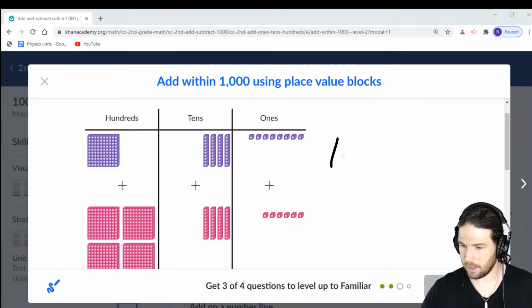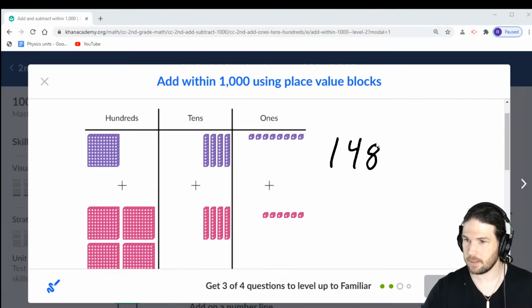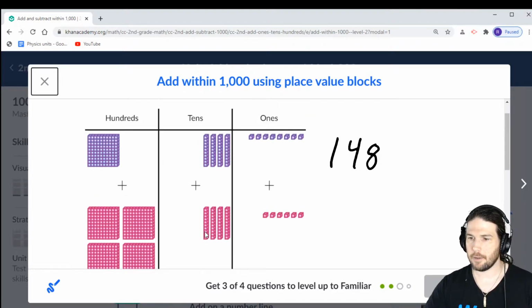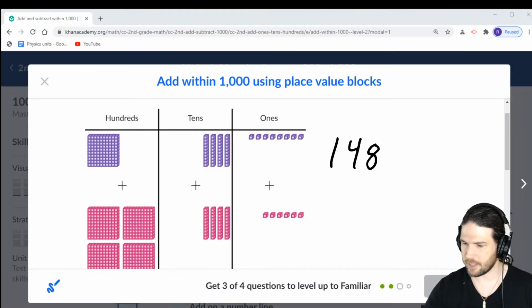This is 148. Now I'm going to take a look at this pink one. I see 1, 2, 3, 4, 5, 6, 7 hundreds, 40, 1, 2, 3, 4, 5, 6. I see 746.